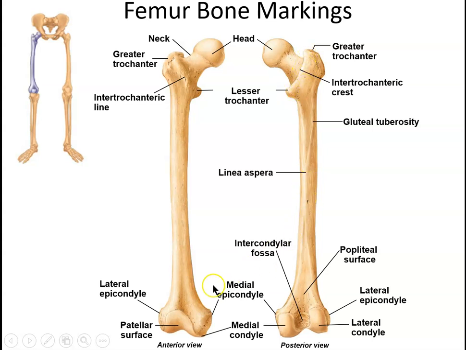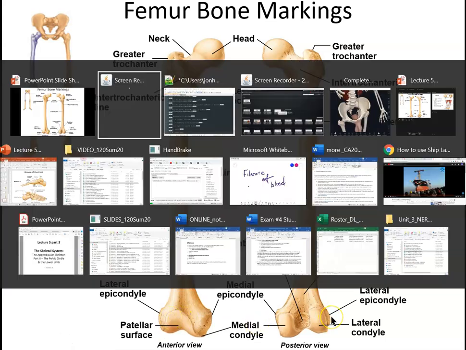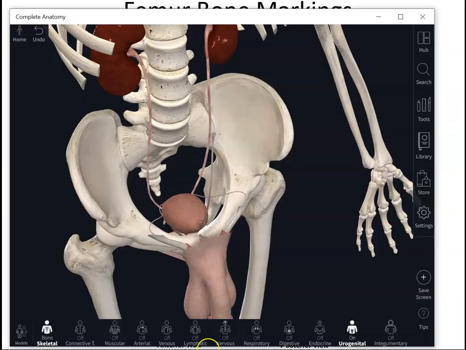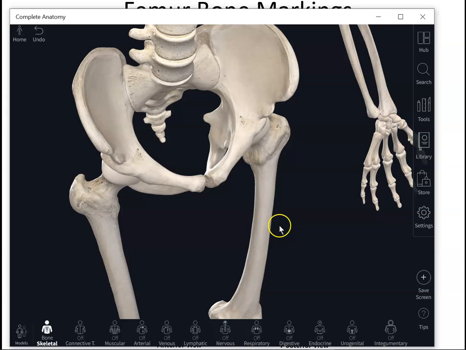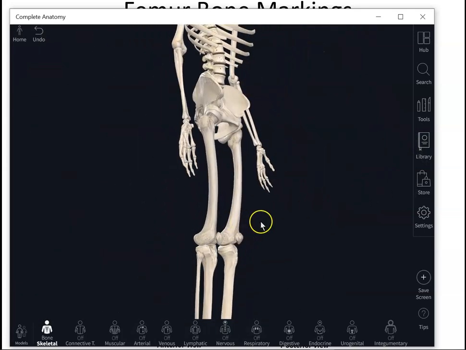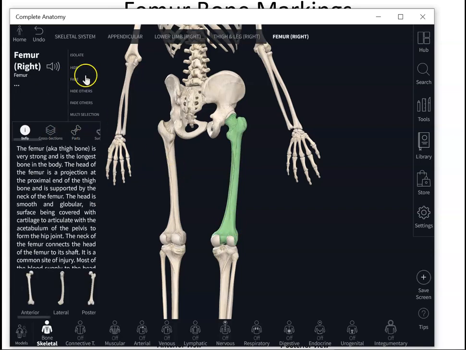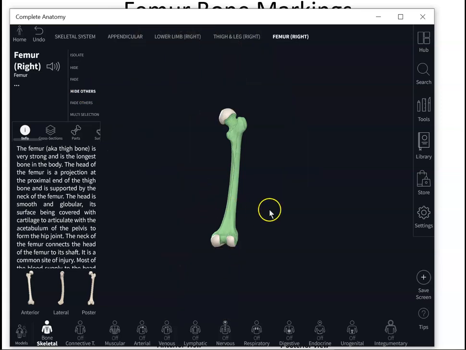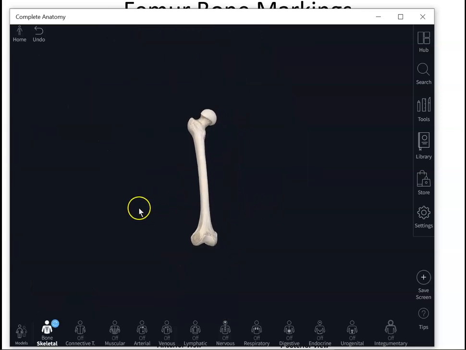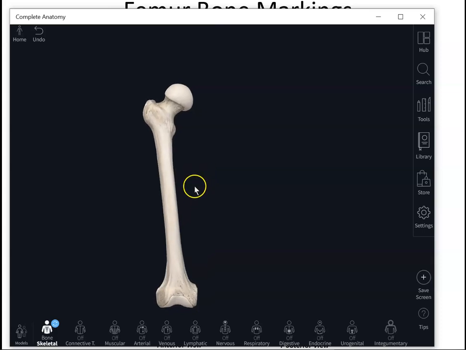Note, there's a big difference between the anterior and posterior side that is easier to see when you can spin this around. I'm doing you a disservice if I don't show you this. But the femur, let's just get rid of everybody else. Okay, this is a femur. This is the anterior view of a femur.